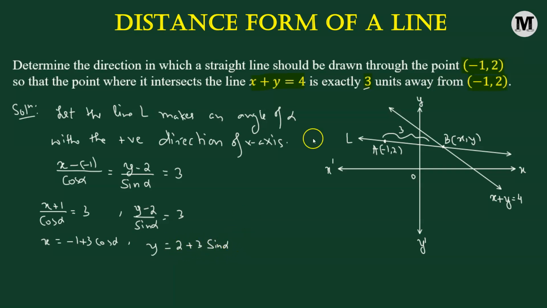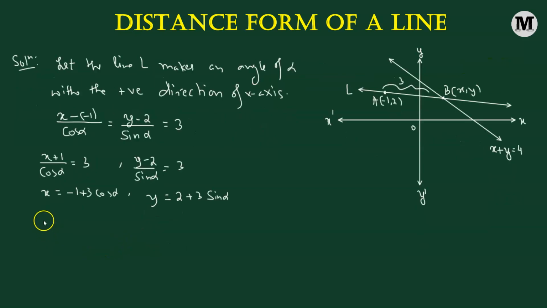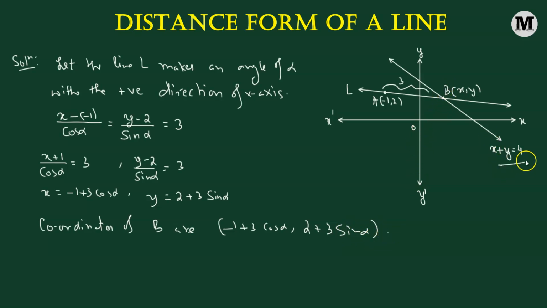So what we have done here is take the coordinates of point B, x and y, and convert them into parametric form. So we can say that the coordinates of B are (-1 + 3 cos alpha, 2 + 3 sin alpha). Now clearly this point B also lies on the line x + y = 4, so it must satisfy the equation of the line.